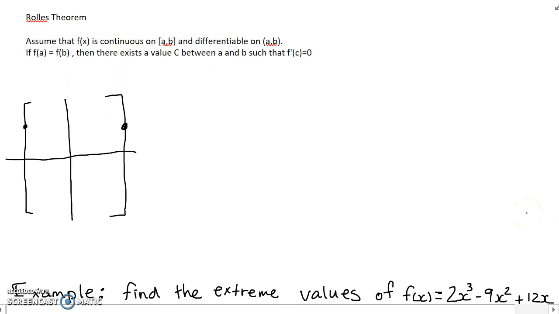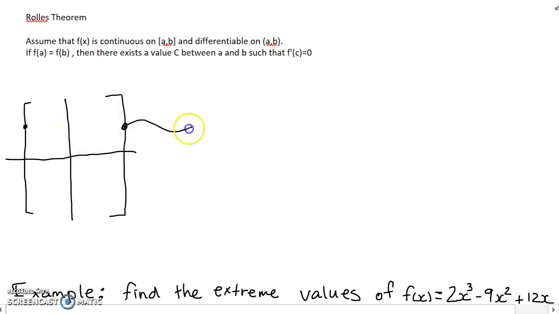So Rolle's theorem states that, assume that f of x is continuous on an interval of a and b and differentiable on a and b. If f of a equals f of b, then there exists a value c between a and b such that the derivative f prime of c equals 0, which clearly makes sense.